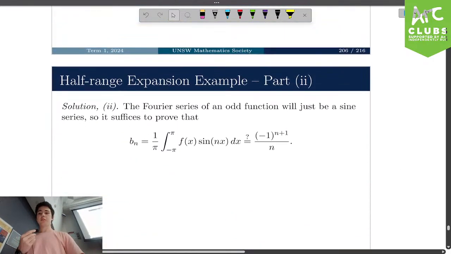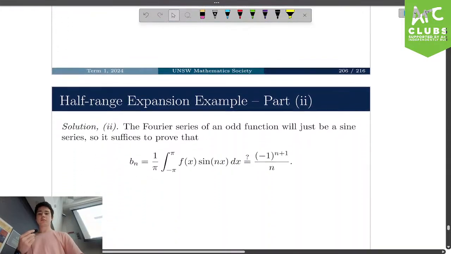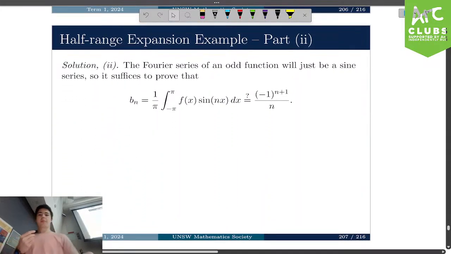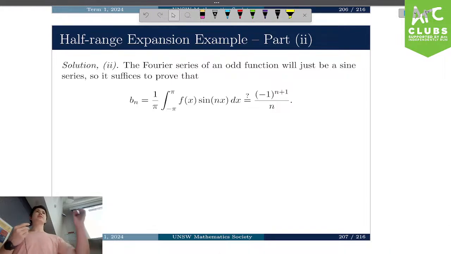Okay, so how do we do this? First up, it's an odd function, as we just discussed. That means that our average value given by a0 is going to be 0, and our even components given by an are also going to be 0.